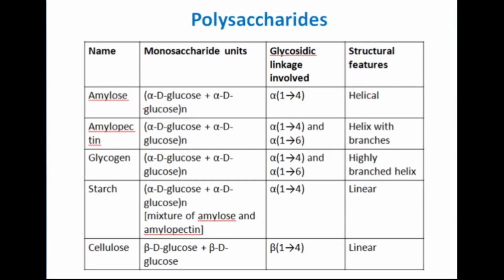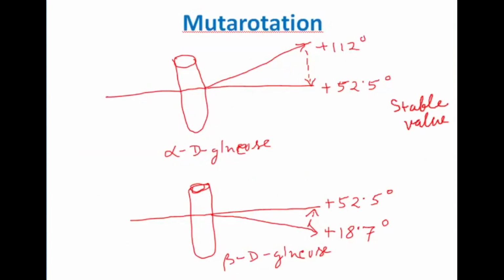So here you can see amylose is a helical kind of chain. Then amylopectin has one helix with lots of branches. Then glycogen also has a similar kind of pattern, but here the branchings are more as compared to amylopectin. Then starch is a linear form of polysaccharide. Then cellulose is also linear. So the next point is mutarotation.